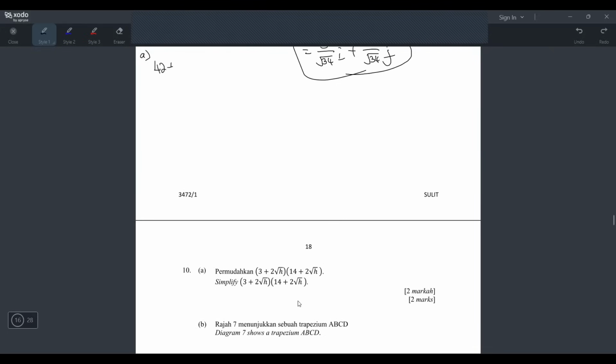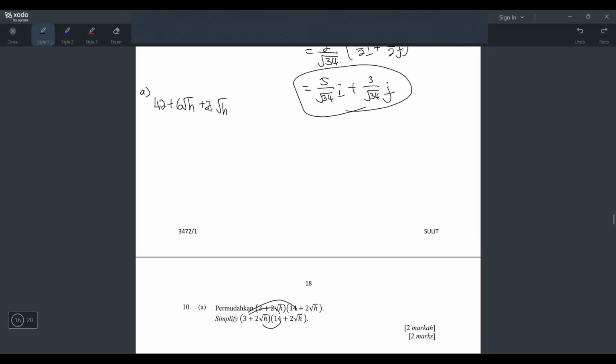And then plus with the next one is 3 times 2 square root h, which is 6 square root h, and then 2 square root h times 14, 28 square root h, and then the last one is 2 square root h times 2 square root h. Okay, but when you times this one, you need to know number can only times with number, square root can only times with square root. So 2 times 2, you will get 4. And then square root h times square root h will just be h. And then you just end up with 42.